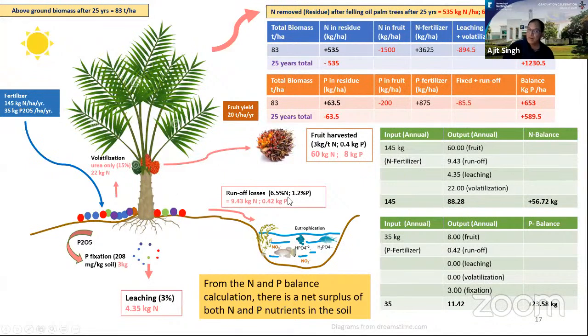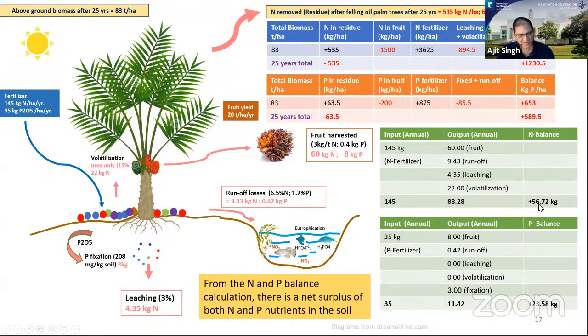So we have the red one, that's the nutrients that are lost from the system. The blue one, that's the input. So based on that, if you do this calculation here, the output, fruit, runoff, leaching, and volatilization. If you take leaching, volatilization, and runoff into consideration, the total is 88.28 kg nitrogen. You added 145, so lost is 88, including fruit. The balance is 56.72. So there is a surplus of nitrogen in the soil.